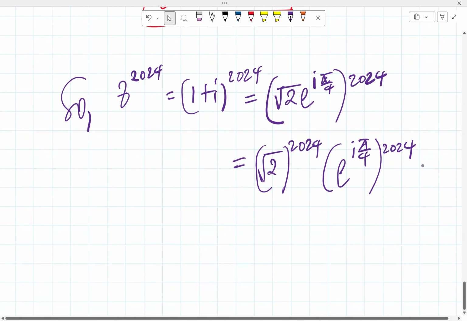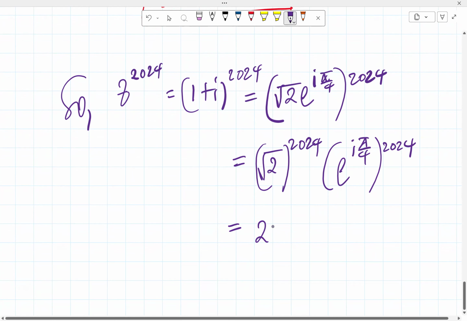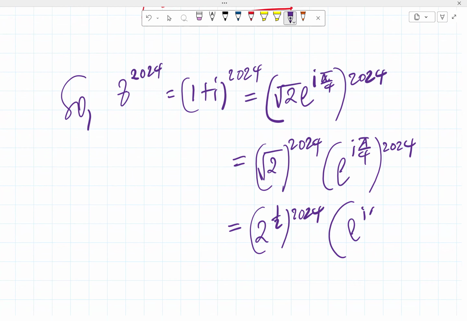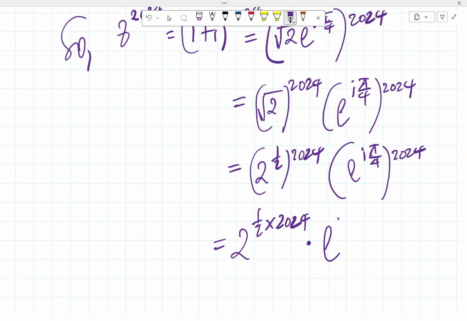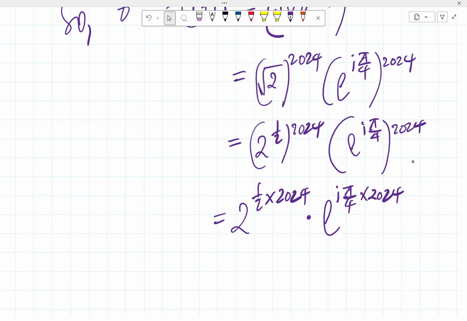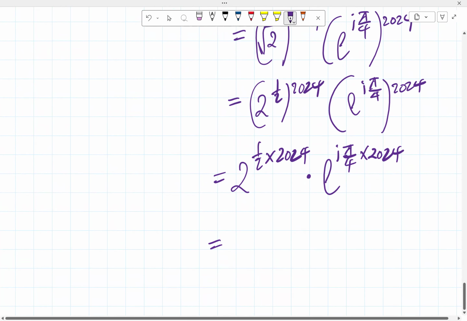Because this one is a number, root 2 is 2 raised to the power half, raised to the power 2024. And then e raised to the power i pi over 4, raised to the power 2024. So that means we have 2 raised to the power 1 over 2 times 2024 on one side, multiplied by e raised to the power i pi over 4 times 2024. In fact, maybe this exponential form is even sweeter than the polar form. Polar form is cos theta plus i sin theta. We can still convert this definitely.